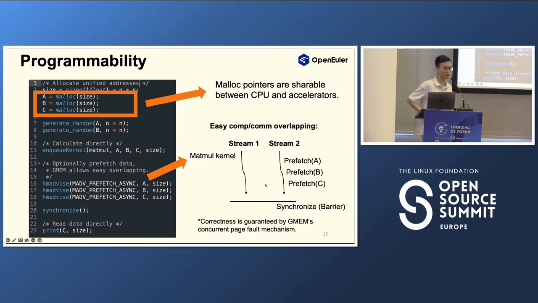You just throw them into two streams and then issue a synchronization barrier. And the underlying GMEM system is going to guarantee the correctness. This is because GMEM features a concurrent page fault mechanism, so that when the computation is executed and the data is not prefetched yet, GMEM will fault the data. And if the prefetch has finished, then there's no page fault.